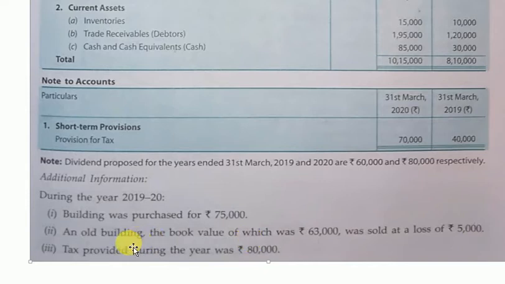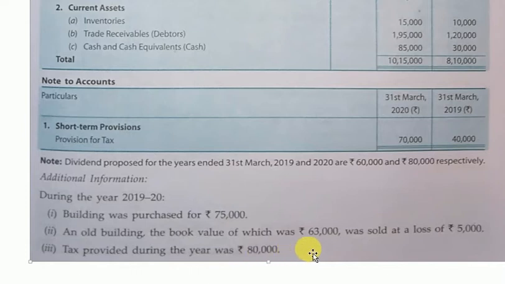And finally, your third adjustment talks about tax provided during the year was rupees 80,000. So children, this word provided means provision for tax made during the year. When we discussed this adjustment for provision for taxation, we have seen the language can give you either tax paid or provision made for the tax. But in this question, they have given you the word tax provided. So it means provision for tax was made during the year for rupees 80,000.